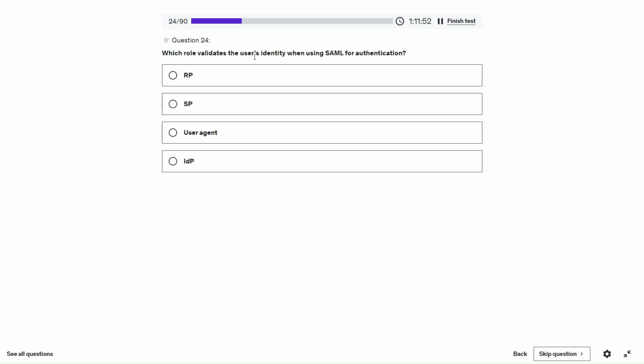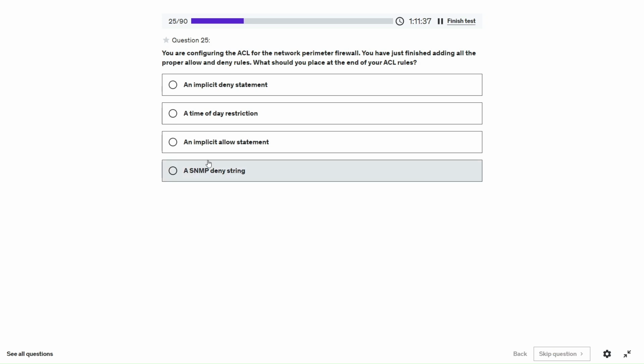Which role validates the user identity when using SAML for authentication? So whenever you're using SAML, it should be the IdP, the identity provider.